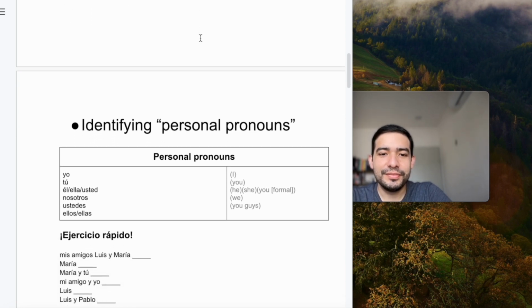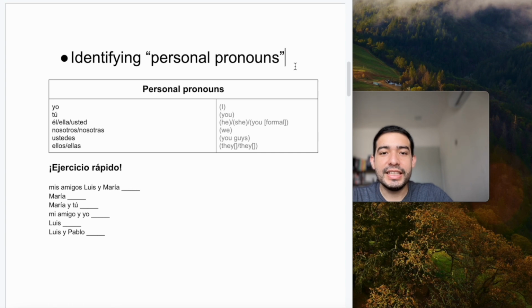Muy bien. The first topic is identifying personal pronouns. I know a lot of people are against memorizing, but believe me, you have to memorize this. You'll thank me later. You will notice how important they are, especially in Spanish. Okay? Well, the first one is yo. Yo is I. It means I.